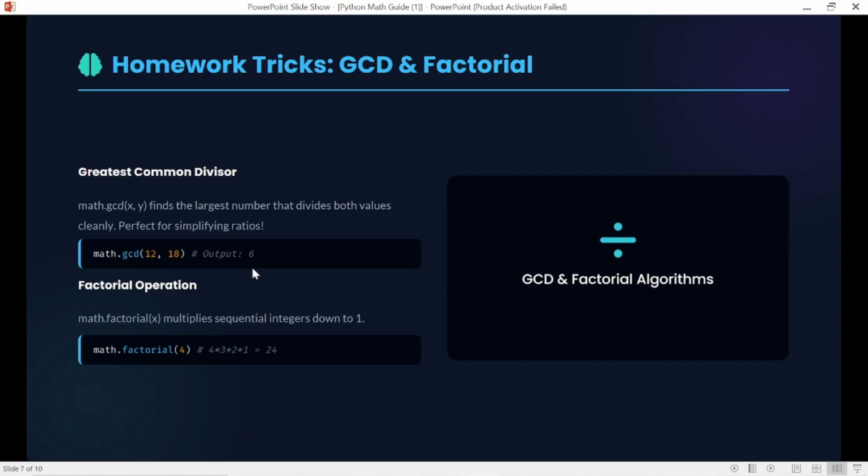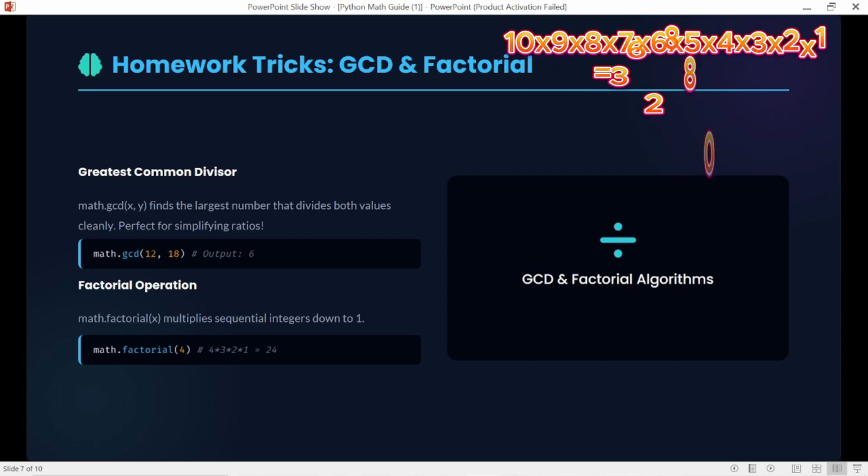Now let's go towards the factorial operation. That is math.factorial, then x. We have to put just one number, multiplied with sequential integers down to 1. Like this: 4 multiplied by 3 multiplied by 2 multiplied by 1 is equal to 24. Whatever the number is, it will do the same thing with that. It is called factorial. For example, as you can see over here, it is the factorial of 10.